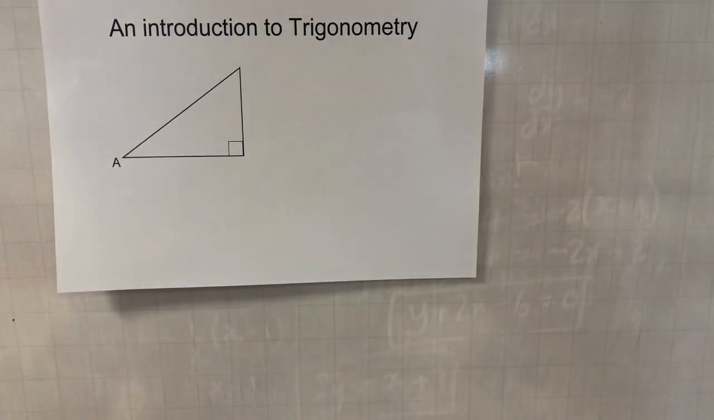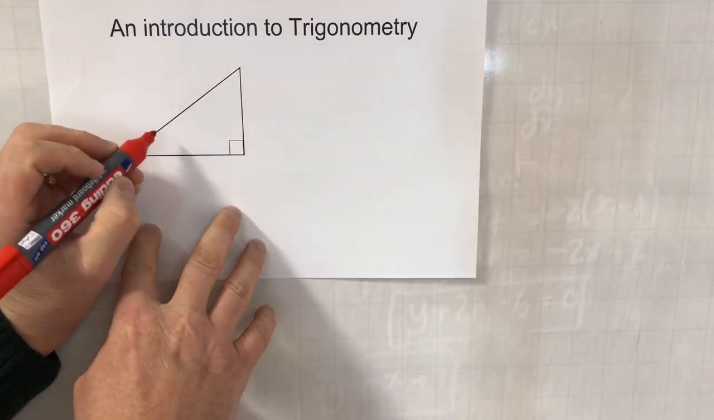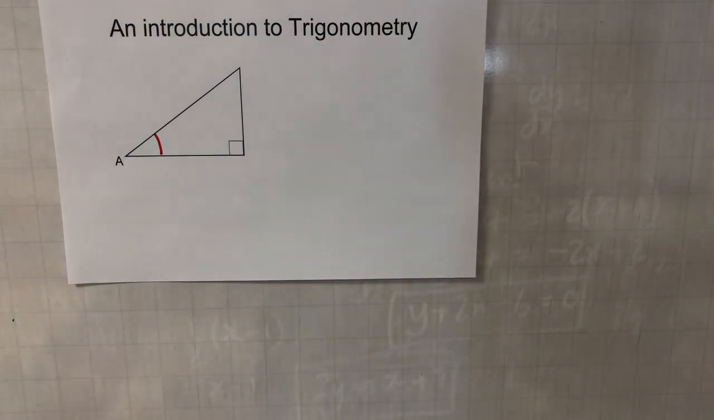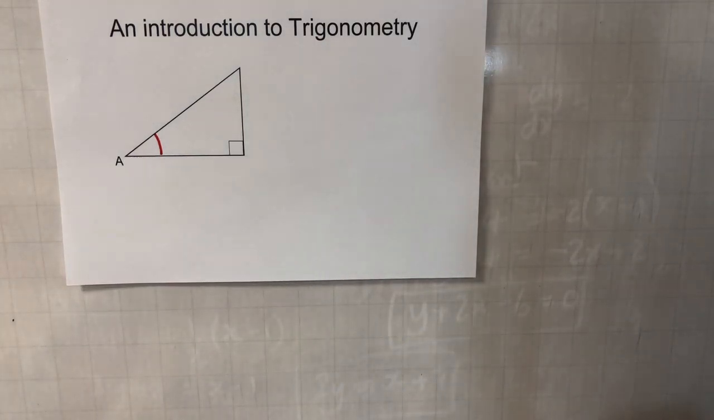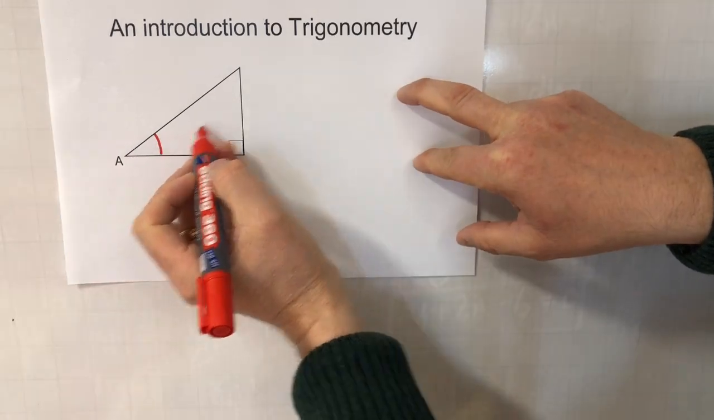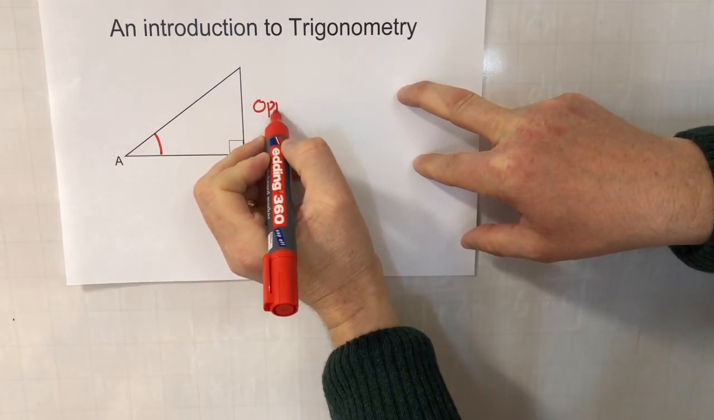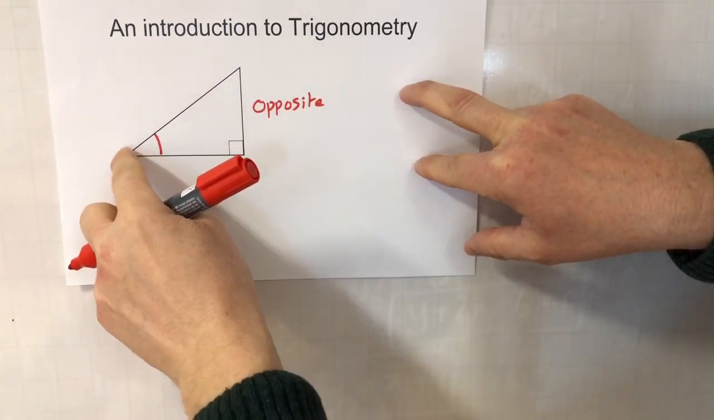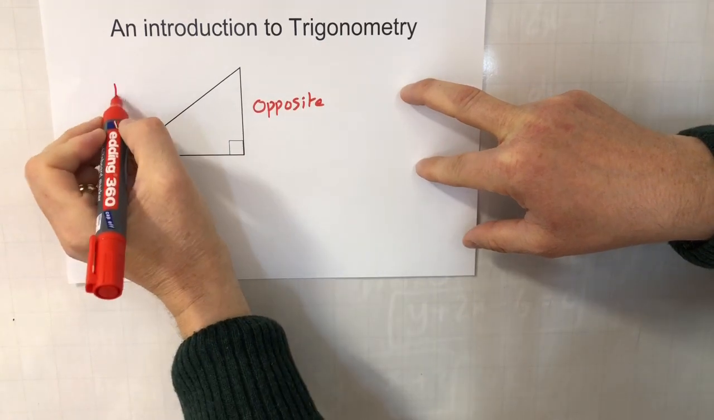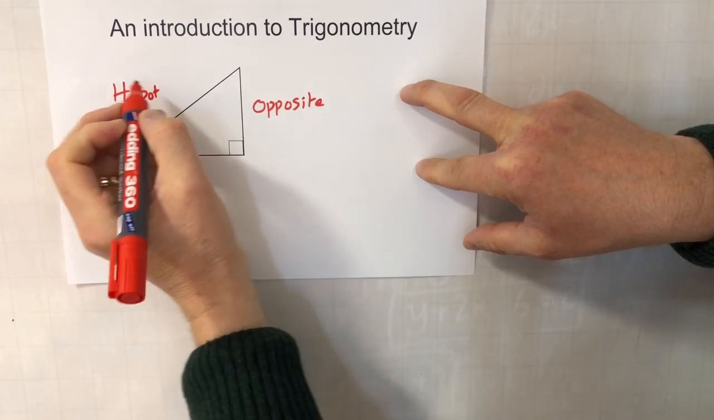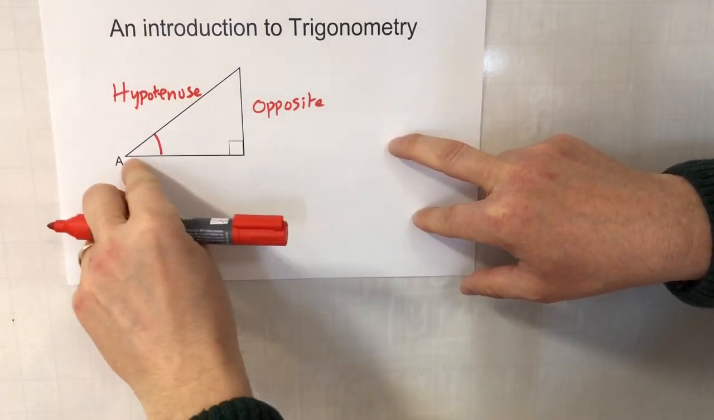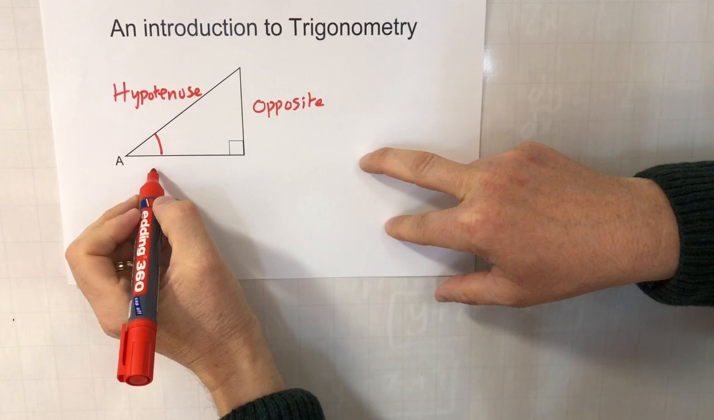Okay, to introduce you to trigonometry, the first thing you need to learn is how to label a right-angled triangle when an additional angle is labelled. The three sides have a name each. Opposite that angle is called the opposite. The largest side of the right-angled triangle is called the hypotenuse. And the remaining side, this one here, is adjacent to the angle.